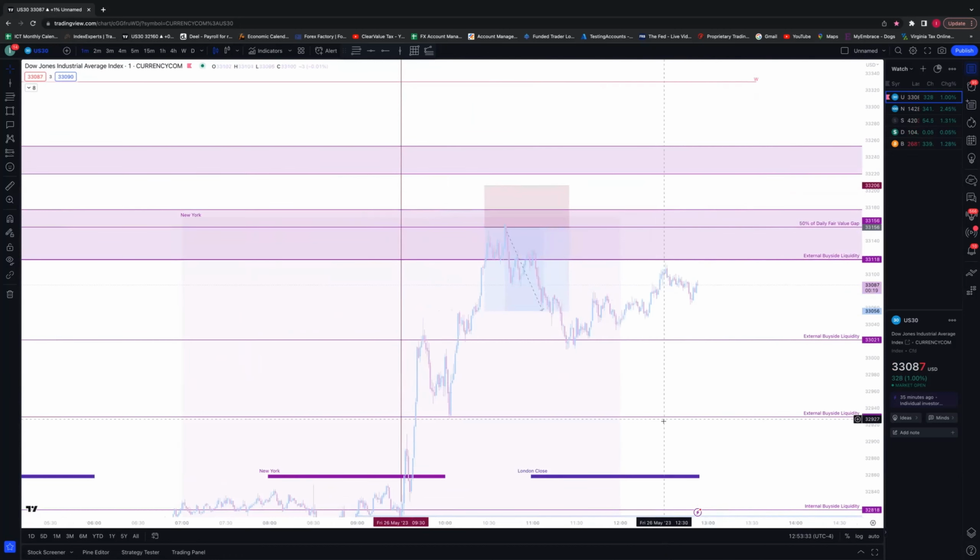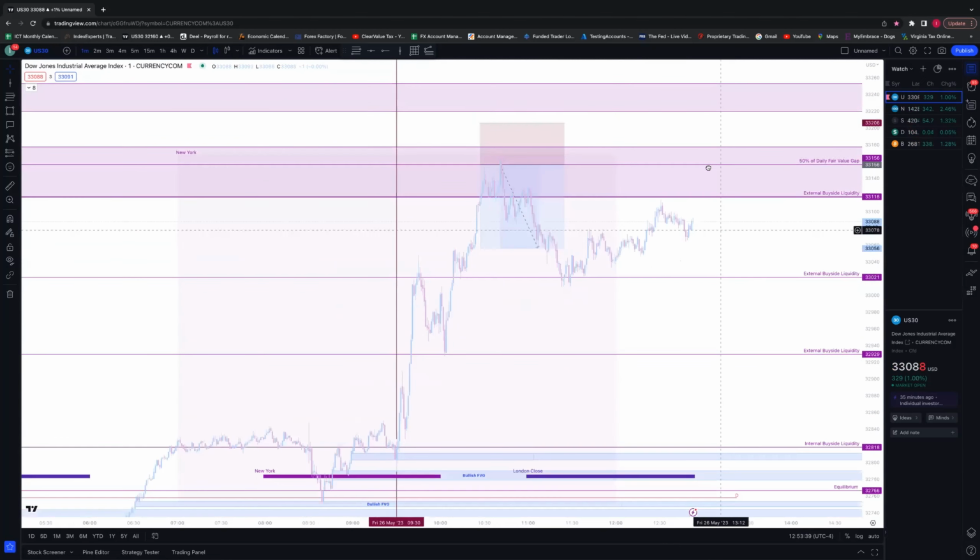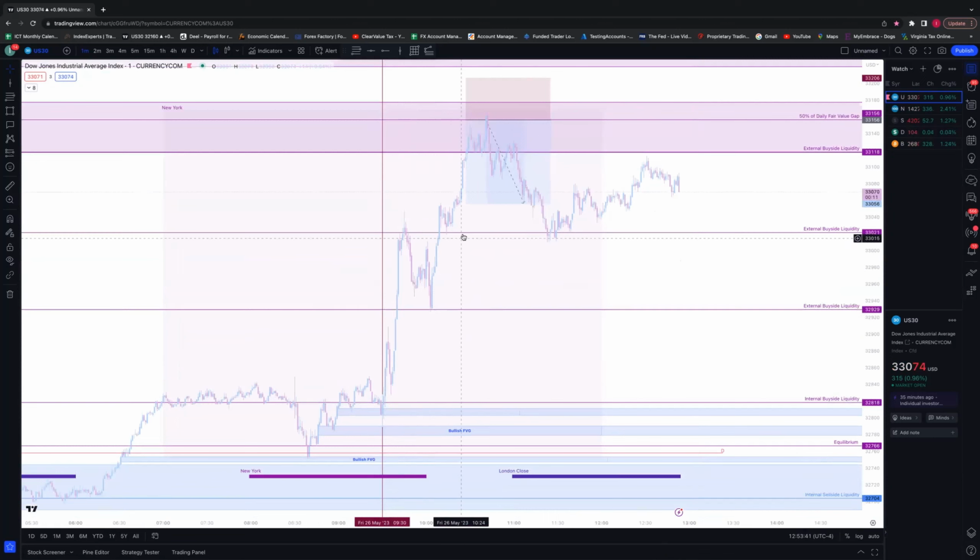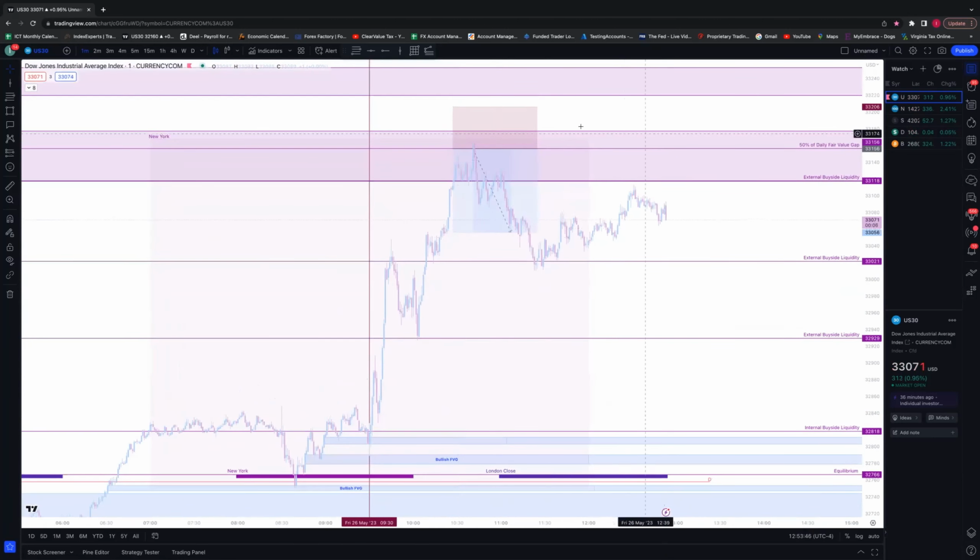However, like I said, we are only interested in the fair value gap after we take liquidity. We need to take all this external sell side liquidity in order to pick the right fair value gap.